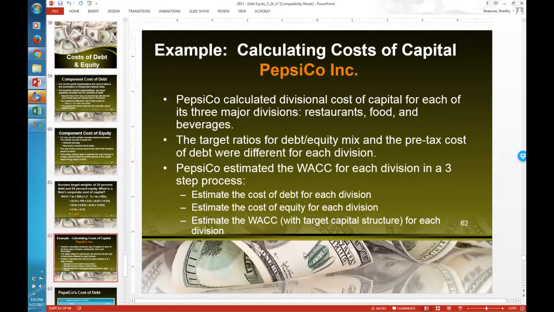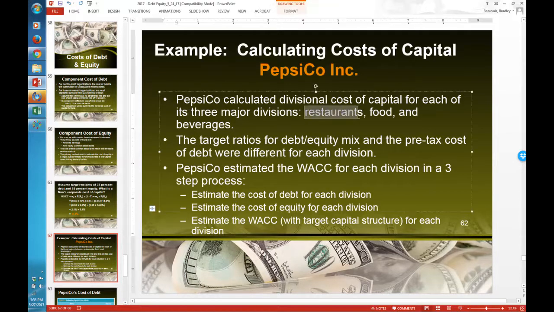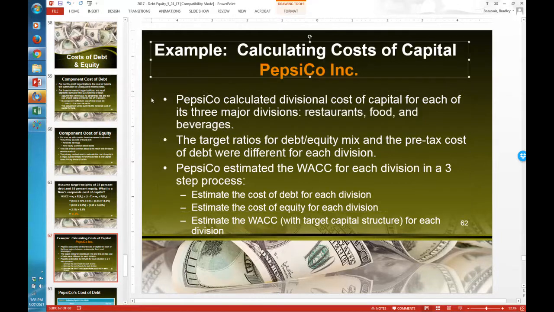Well, let's take PepsiCo, borrowed from the Burke and DeMarzo textbook. We really look at essentially what the weighted average cost of capital is across 3 divisions, and we want to understand what each component piece, cost of debt, cost of equity, looks like, and what overall the weighted average cost of capital really looks like as well. And understand that PepsiCo, in this particular example, we're talking about a restaurants, food, and beverages division, each of which is operated independently under the umbrella of PepsiCo Incorporated.